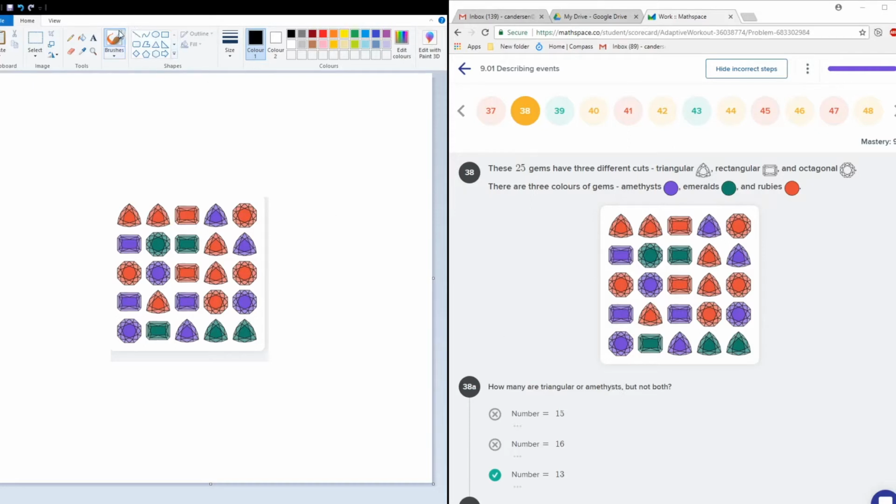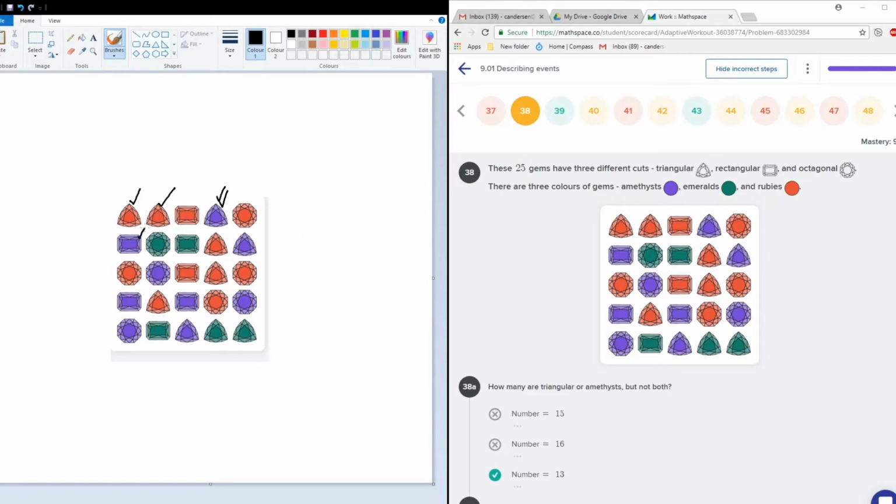What I'm going to do is I'm going to grab a marker or a pen, and I'm going to tick if it's triangular or if it's amethyst. Now, if it's a triangular amethyst, I'm going to have 2 ticks. So this one here is a triangle, so awesome. This is a triangle. This is neither. This is both a triangle and it's an amethyst.